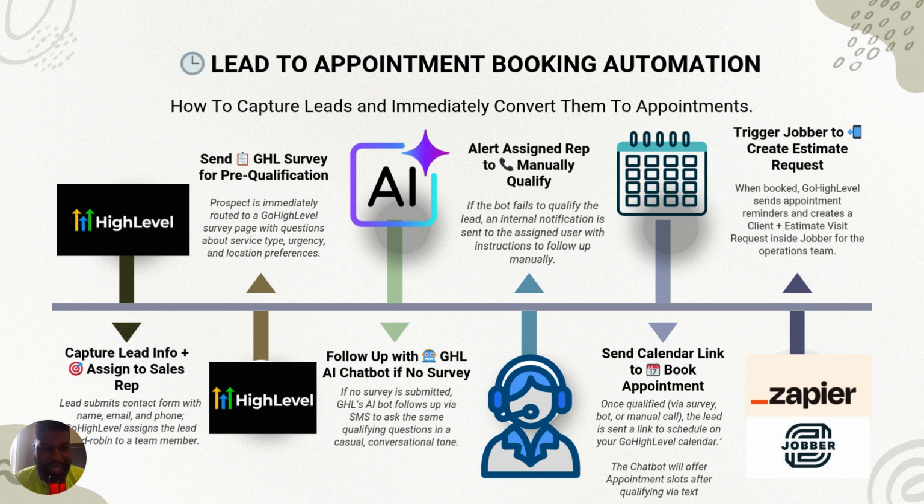This is more follow-up, and this is more aggressive catching up with people than just trying to do everything on your own, right? So the last step in this is, after that appointment is booked, it's going to send the information over to Jobber so that it can create an estimate visit request inside of Jobber for the operations team. We believe that your operations CRM should not be the same as your marketing CRM.